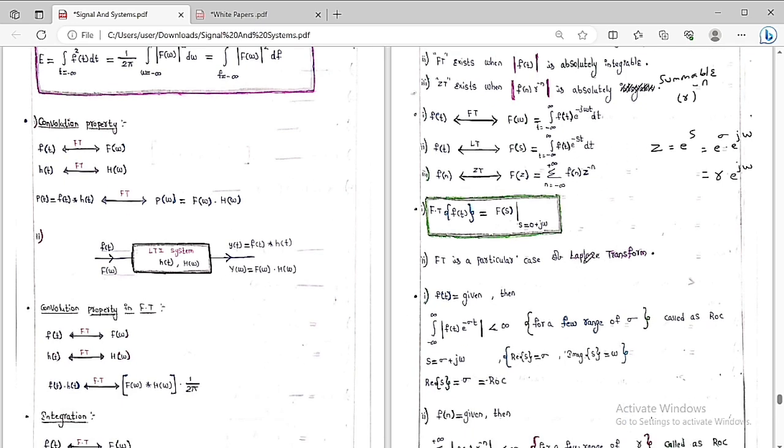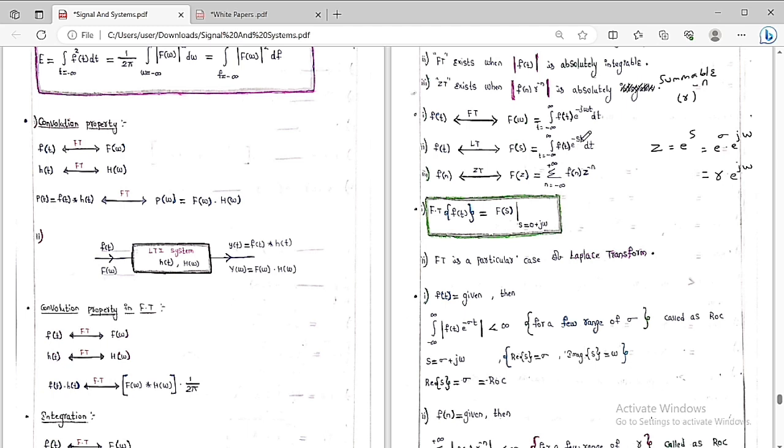So now the next important point, which I've already told you: if you know the Laplace transform, and in the place of s we substitute j omega, then we are going to get the Fourier transform of the signal f of t. This is a very important thing. This one I have already told you so many times. So in the case of the Laplace transform, if you replace s with j omega, then we are going to get the Fourier transform.